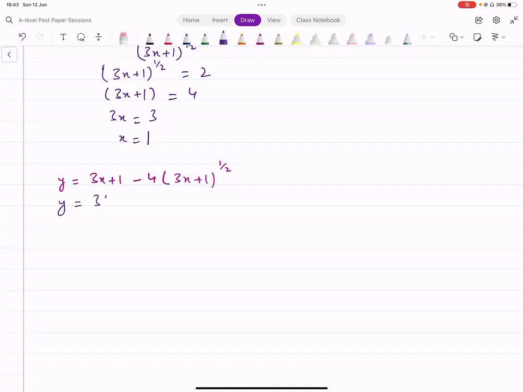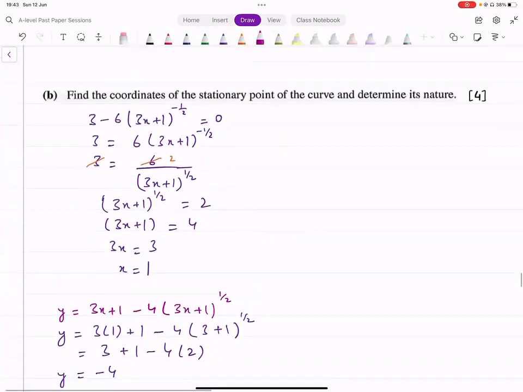We have y equals 3 into 1 plus 1 minus 4 into (3 into 1 plus 1) raised to power 1 over 2. And that gives us 3 plus 1 minus 4. 4 raised to power 1 over 2, that's going to be 2. And we get minus 4 from this. So the y coordinate is going to be minus 4. The coordinates of the stationary point, therefore, are 1 and minus 4. So that's one thing that we have to figure out here, the coordinates of the stationary point.